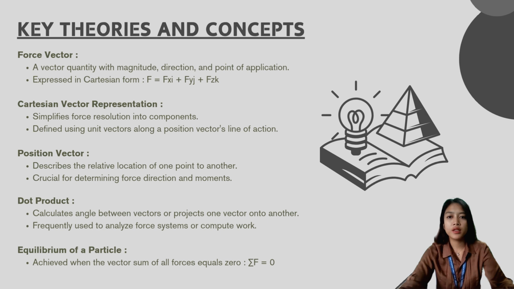Next, Cartesian vector representation. This simplifies the process of resolving forces into components using unit vectors along a position vector's line of action. Position vector. This describes the relative location of a point with respect to another and is essential for determining force direction and calculating moments. For the dot product, it allows us to compute angles between vectors, project one vector onto another, and analyze force systems or work done.